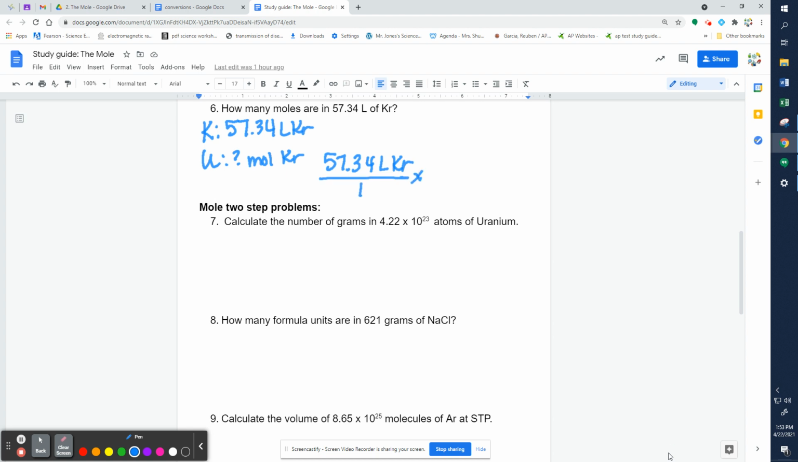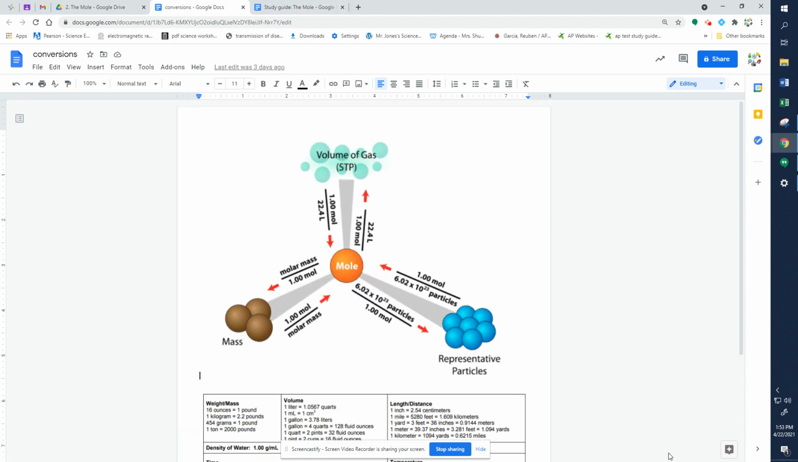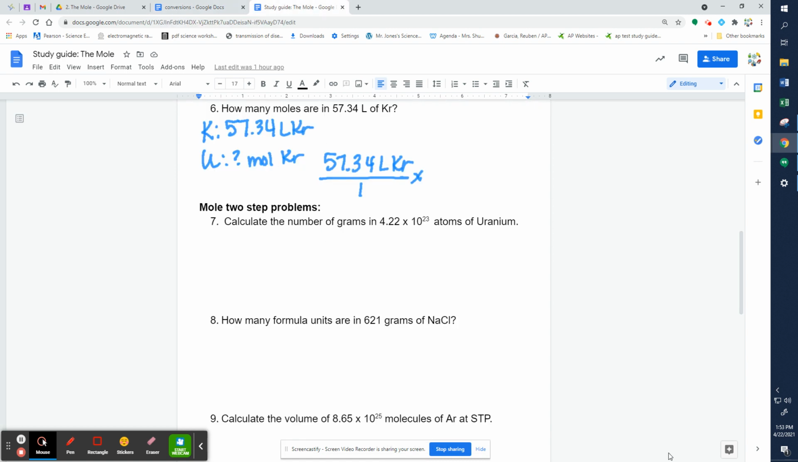Now we're going from liters to moles. So let's check our conversion chart. Notice I have a different one. Liters are up here in volume to moles in the center. So I'm going to multiply by 1 mole times 22.4 liters. When I multiply that out, you should get an answer of 2.56 moles of krypton. These units cancel out.